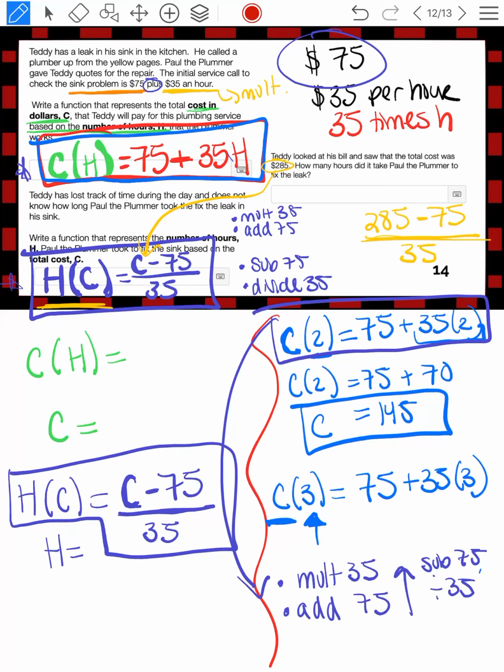And in our fraction, even though it's division, we don't divide until we subtract first, because we have to do the top of the fraction first. So 285 minus 75 is going to get me 210, and then divided by 35. Also, again, based on our equation here, we said subtract 75 and then divide. So we have 210 divided by 35 is 6. So that means it took 6 hours for the plumber to fix Teddy's leak if we know the cost was $285.